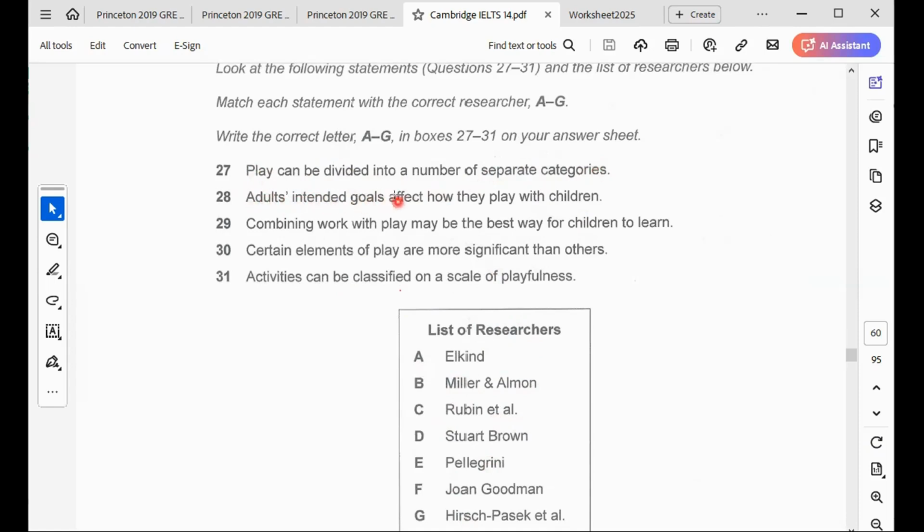Adults' intended goals affect how they play with children. Intended goals, adults, affect children. Those are my keywords here. Combining work with play may be the best way for children to learn. Combining, best way, children. Certain elements of play are more significant than others. Certain elements, play, more significant. Activities can be classified on a scale of playfulness, okay? Activities classified, scale, playfulness. So let's go to the passage now.